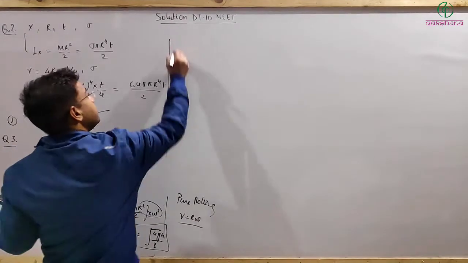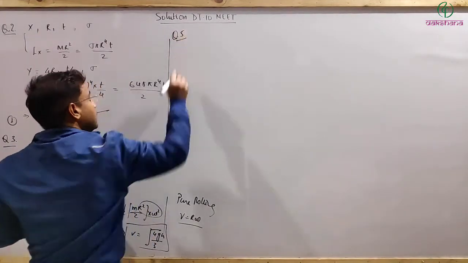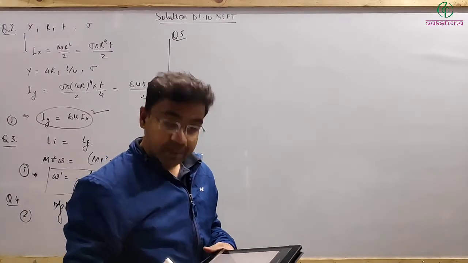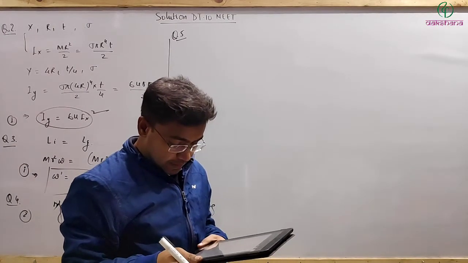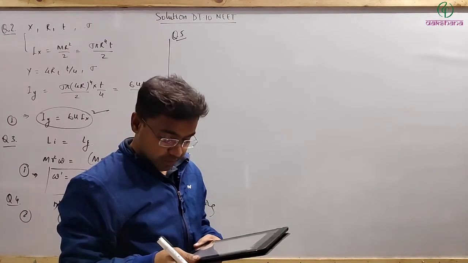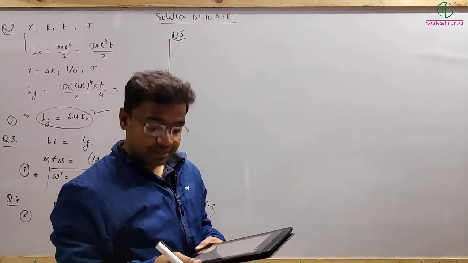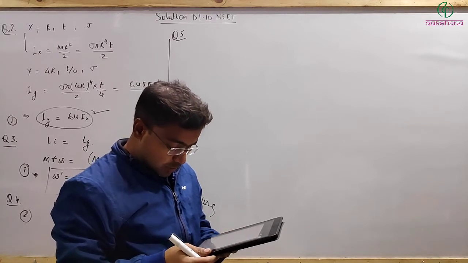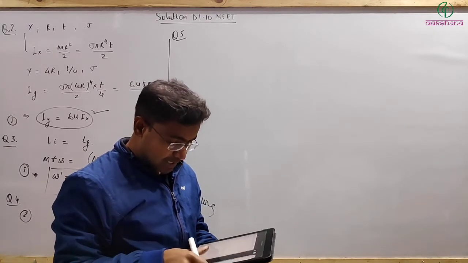Next, question number 5. Here it's saying a rod of mass m and length L is hinged at one of its ends as shown in the figure. A force F is applied at a distance x from A. The acceleration of center of mass varies with x as.